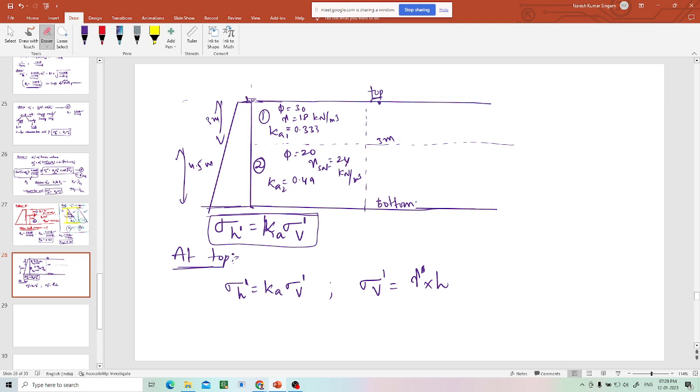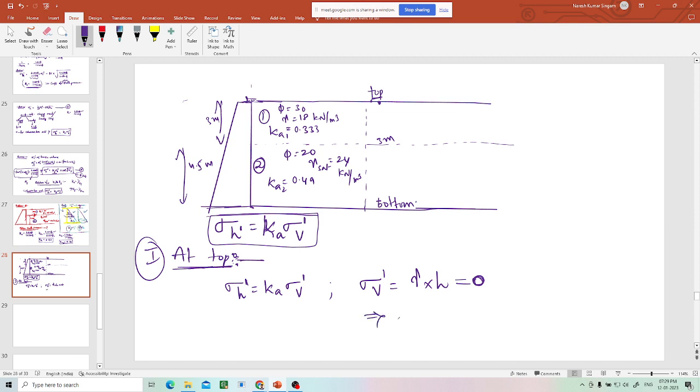Can someone tell me what is sigma v dash at the top? These calculations are for the top. Zero. What? So 0. Why? So it becomes height is 0. Yes, it's 0. Sigma v is 0.